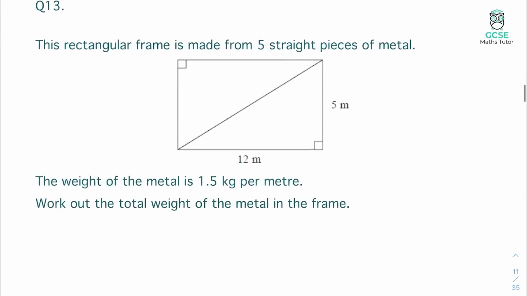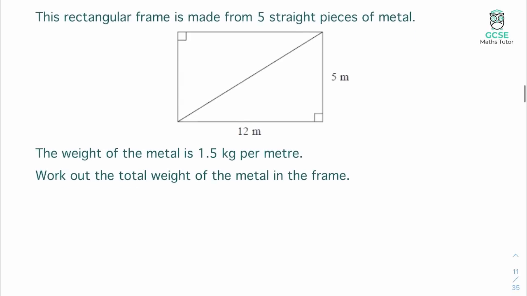Okay, so this question here, we have some density involved. We have a rectangular frame made out of 5 straight pieces of metal. The weight of the metal is 1.5 kilograms per meter. So that's basically almost looking at density. It's 1.5 kilograms for every meter. So work out the total weight of the metal in the frame.